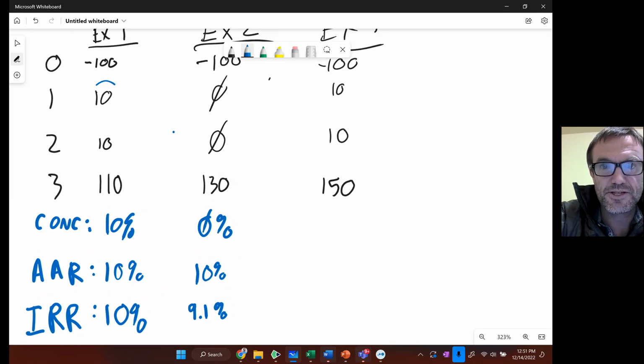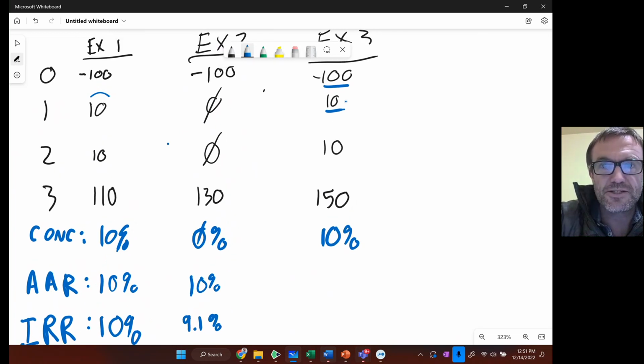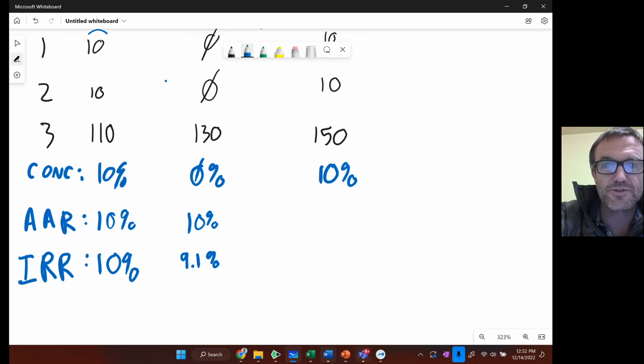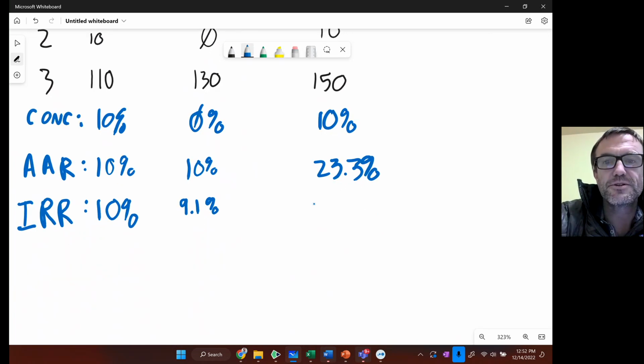So cash on cash return here is 10. Your year 1 cash on cash is once again 10%, because you got this 10 divided by this 100. Your average annual return, now you've got 10 plus 10 is 20, plus 50 is 70. So you've got 70 divided by 3, which is 23.3%. So your average annual return is 70 divided by 3, so that's 23.3%. And the IRR here is 20.9%.